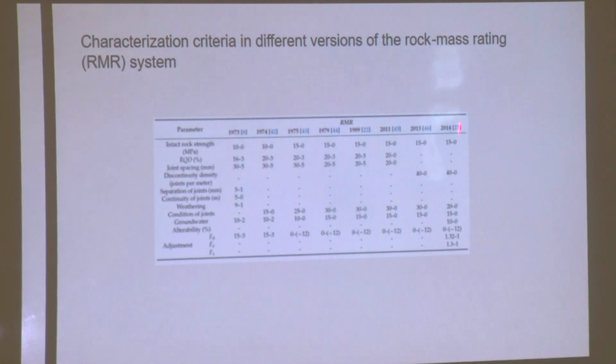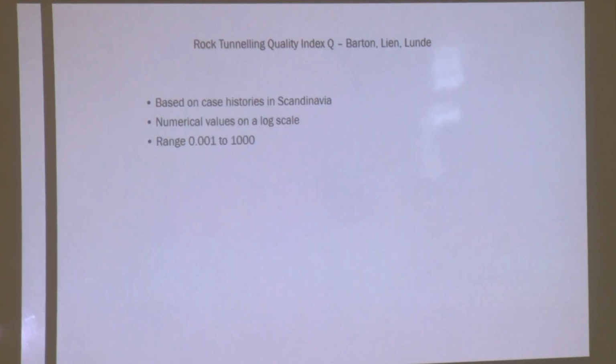This is what I was telling you about. In 2014, people modified the rating system also. Earlier, intact rock strength was given 10, meaning 10% weightage. Now it is given 15% weightage. So the weightage is increased, and based on that they have fine-tuned all these parameters. We will go through that.